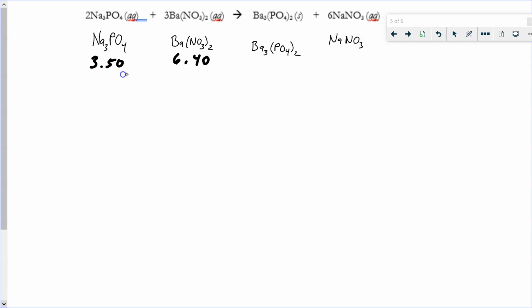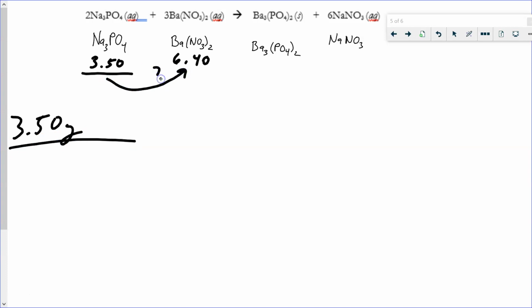We're going to say, okay, if I had 3.50 grams of the sodium phosphate, we would figure out how many grams of the barium nitrate would be needed to react with the 3.50 grams of sodium phosphate. If we do this problem, let's go ahead and work it out. Again, my units are going to be a little funky here, I apologize. So we're going to start with the 3.5 grams of the sodium phosphate. It doesn't matter, I could start with the 6.40 grams of the barium nitrate. I could use that as well to start with. It doesn't really matter, but you'll see the process here.